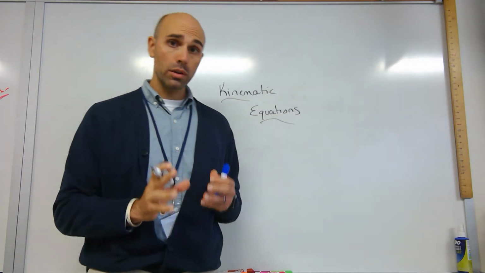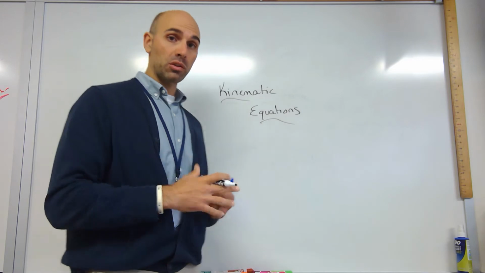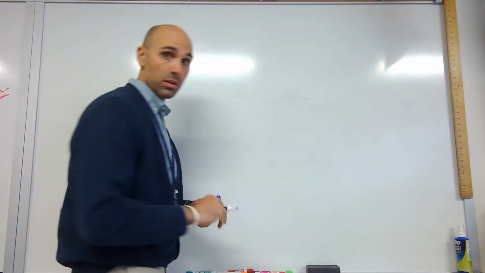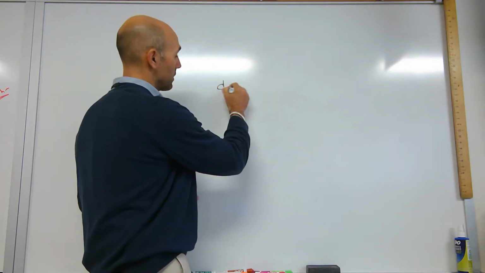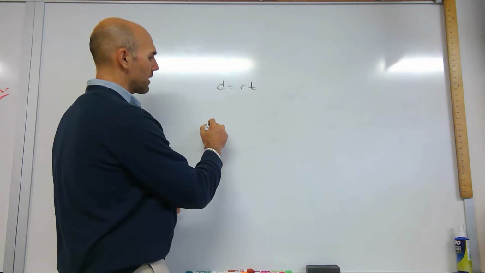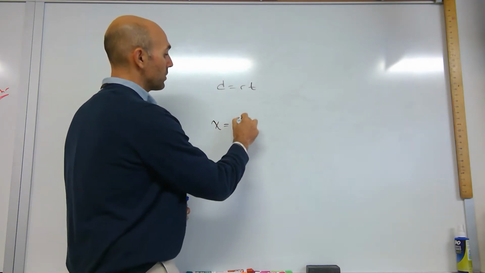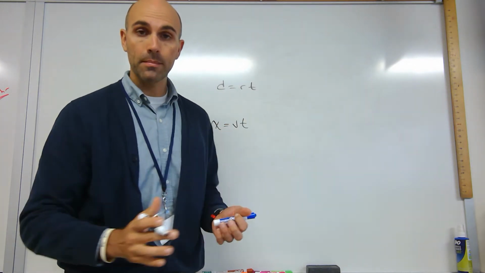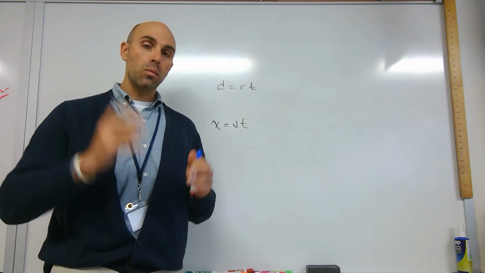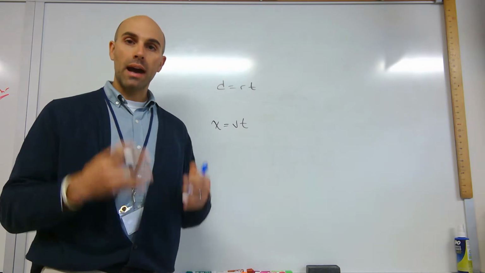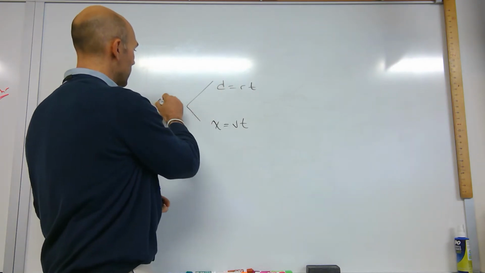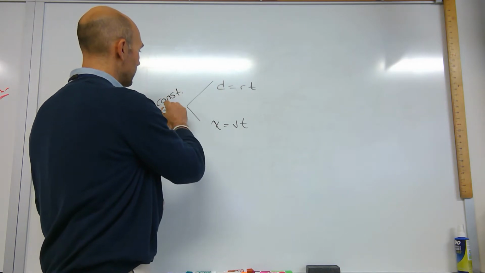Now, earlier, we've learned some very special equations that we keep near and dear to our heart. We've learned equations like d equals rt. We've learned equations like x equals vt, okay? Both of these equations we deal with when we're talking about constant velocity, okay? These deal with constant velocity.